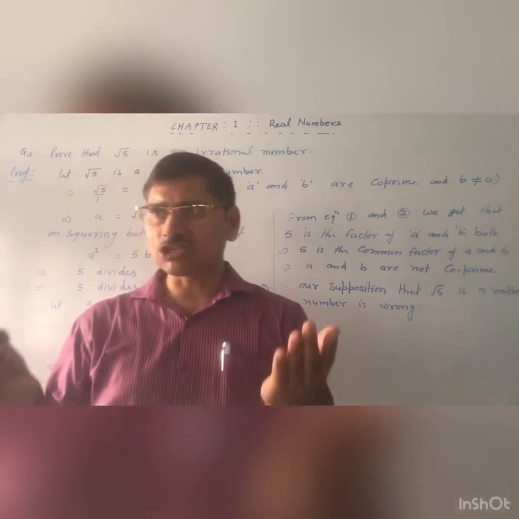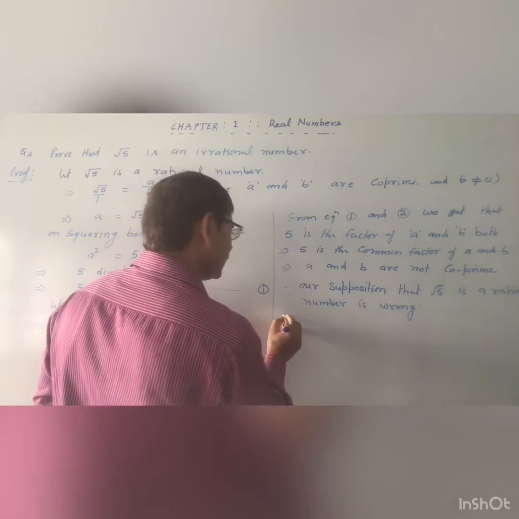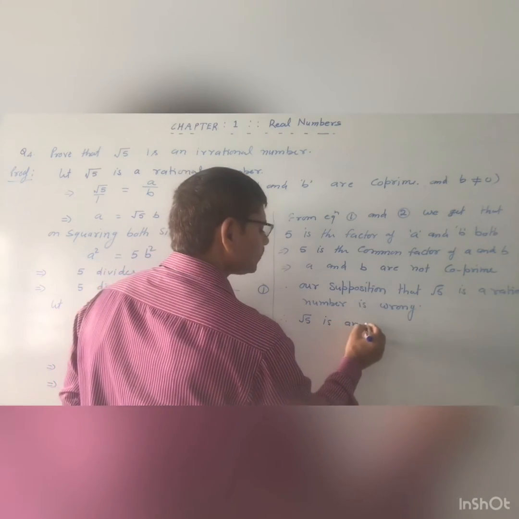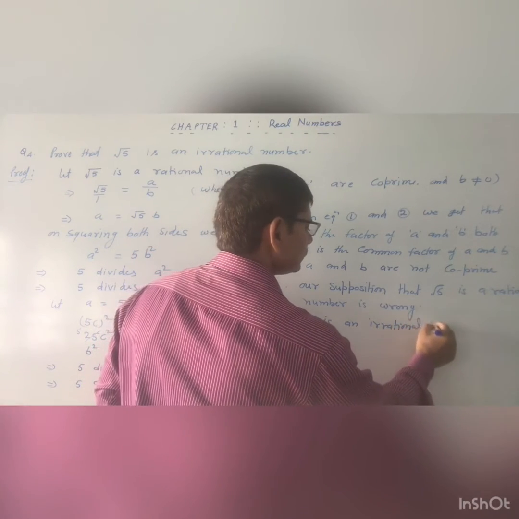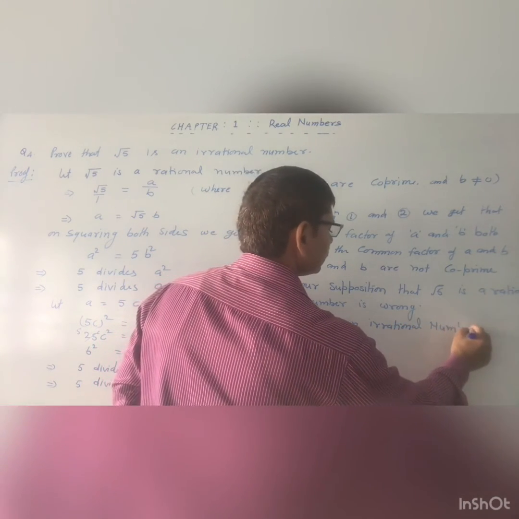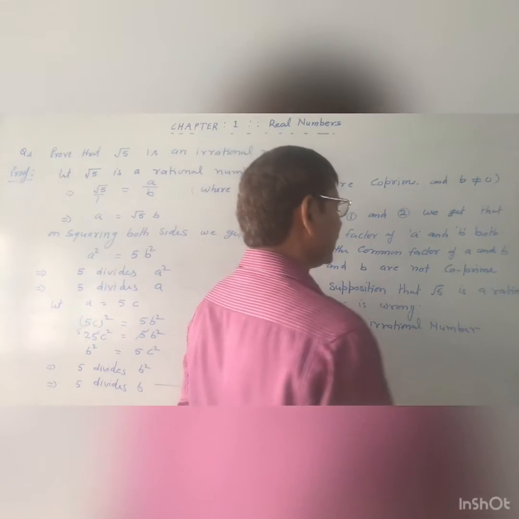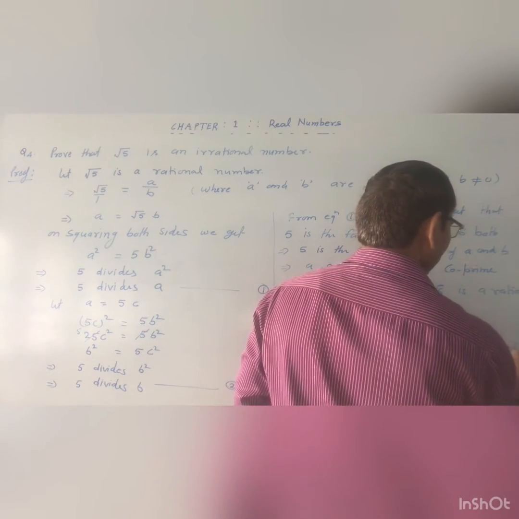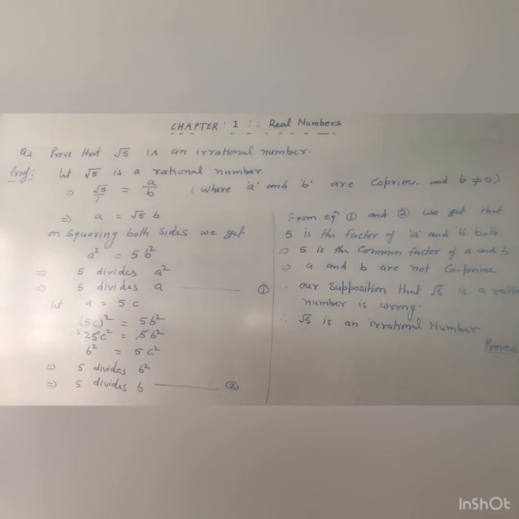अगर root 5 is rational गलत है तो फिर सही क्या है? Right is that under root 5 is an irrational number. Therefore we can say that under root 5 is an irrational number. So this is the proof of this question. This is the most important question.